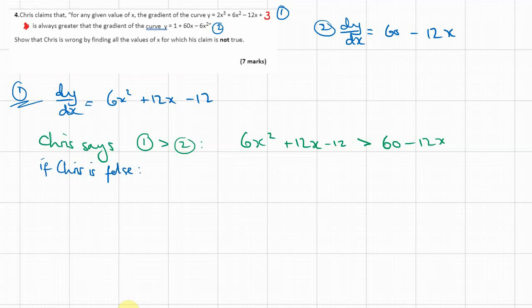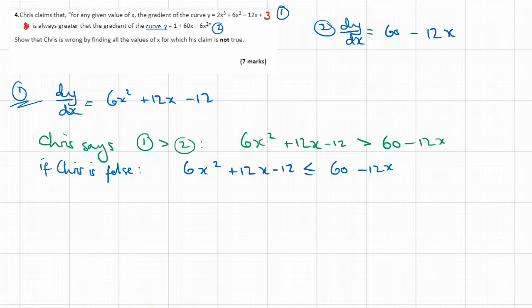if Chris is false, we flip the statement. Well, it's either going to be less than or equal to. That's the opposite of it being greater than, less than or equal to. So we're going to work with this, and we're going to find values where this inequality is true, and that'll be the values where Chris is wrong.